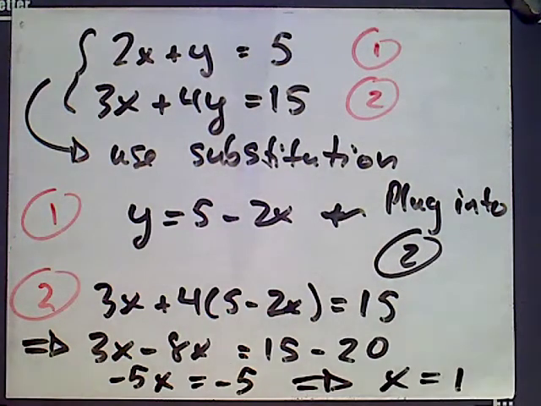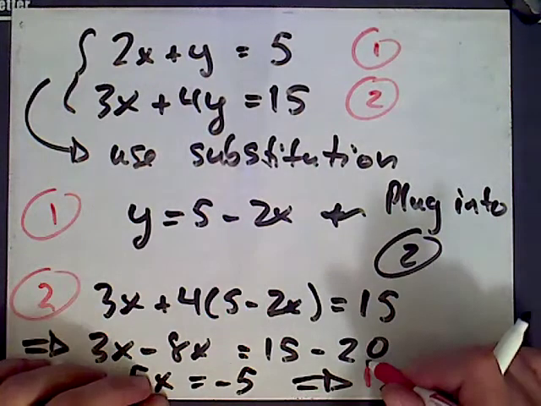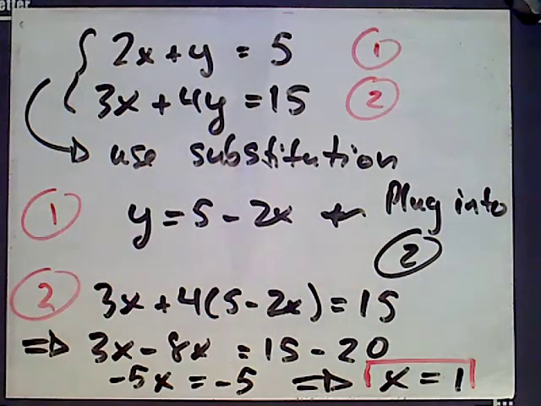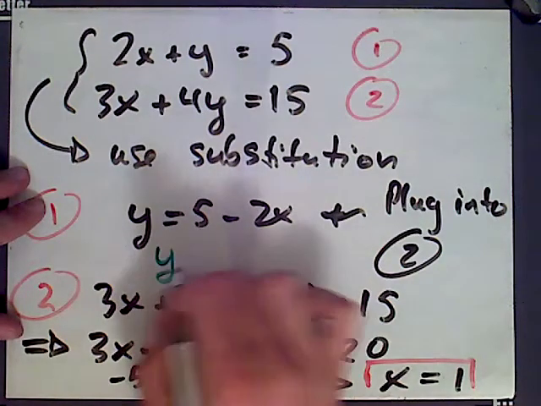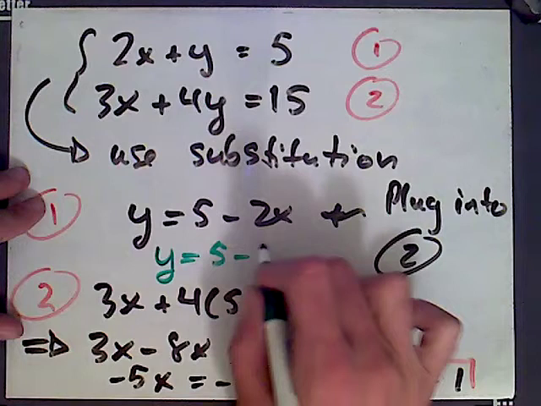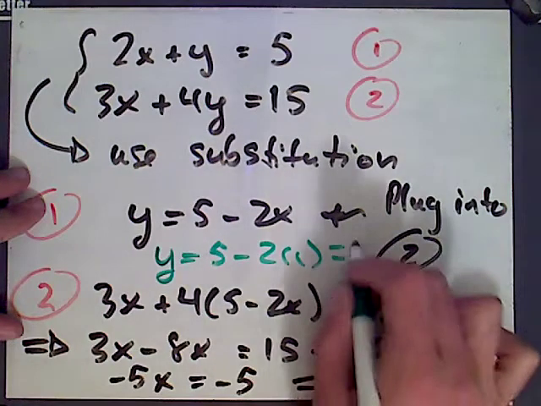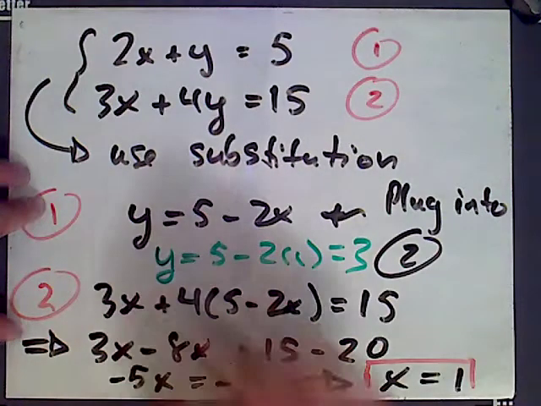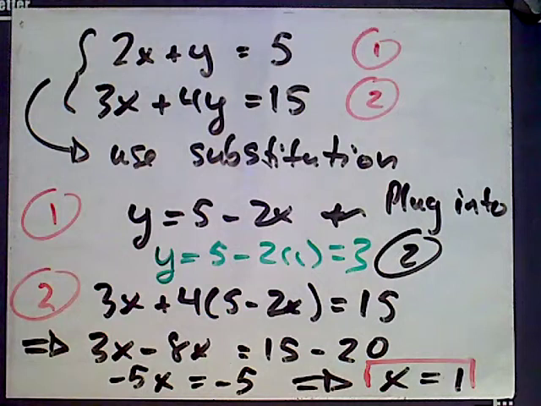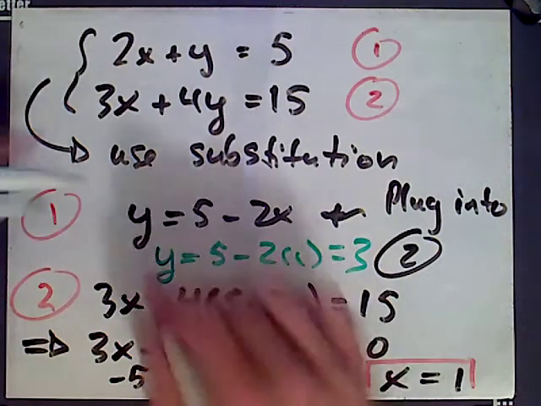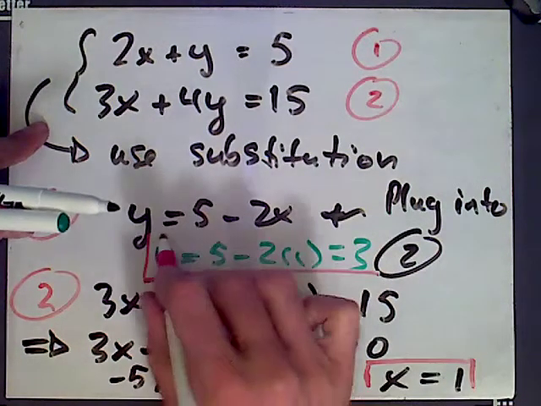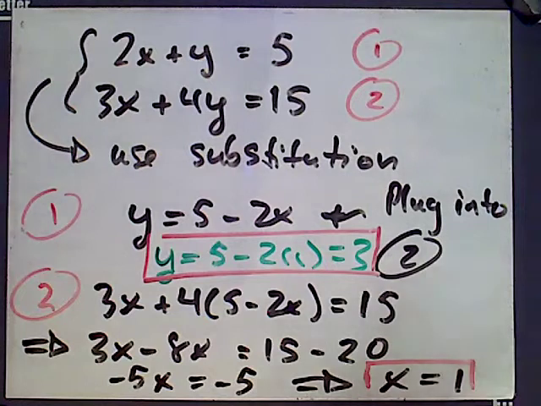Okay, so we've solved for x, and now we can just get y by plugging into what's up here. Let me write this in green just to differentiate it. So y is 5 minus 2 times 1, which is 3. So we have x and we have y. All right, that was the method that most of you already knew.